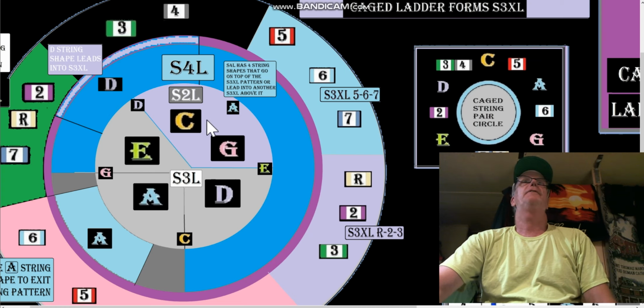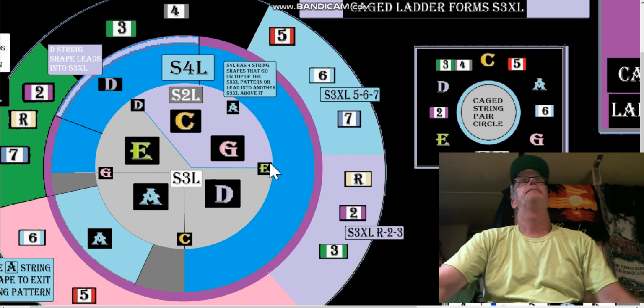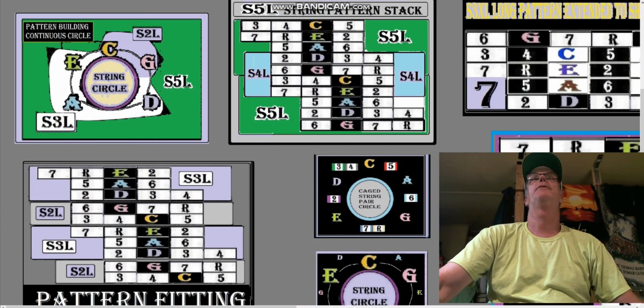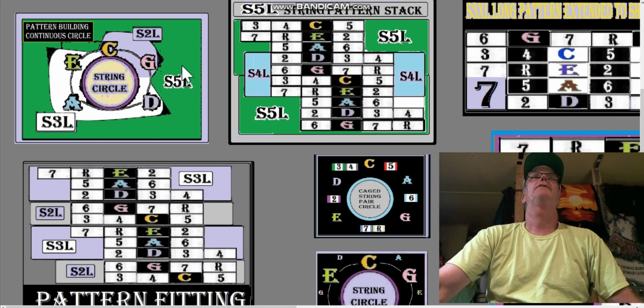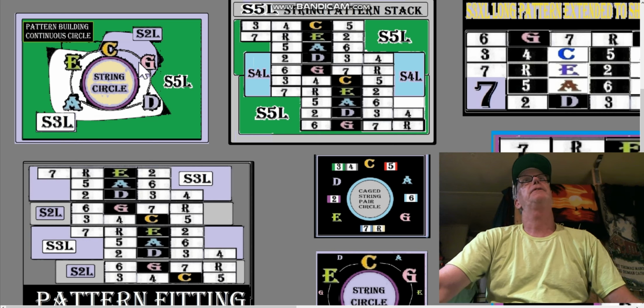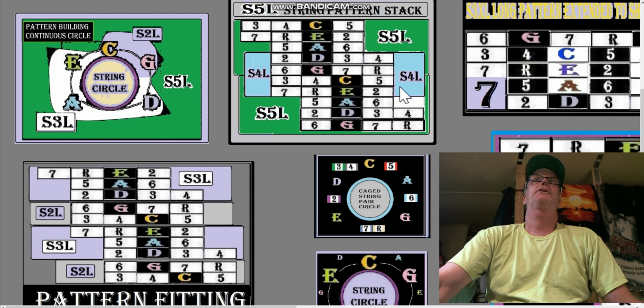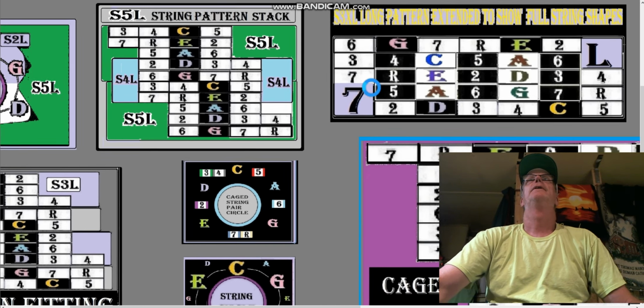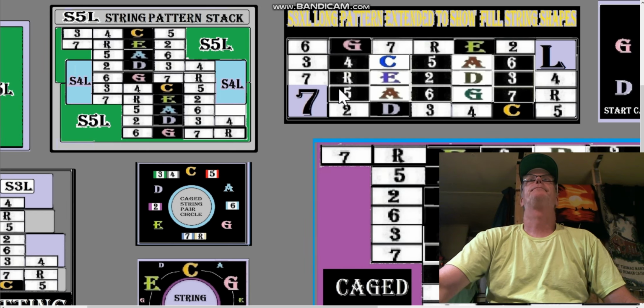But the S5L is all five of them. It's not shown there, but S5L is all five of them. So that's shown here in the green. It's all five cage shapes. So it's a good pattern to learn.